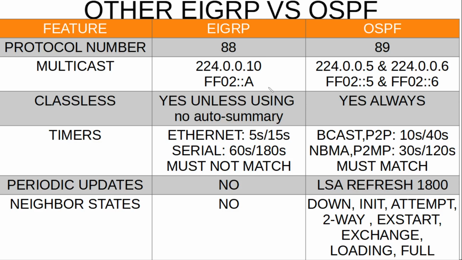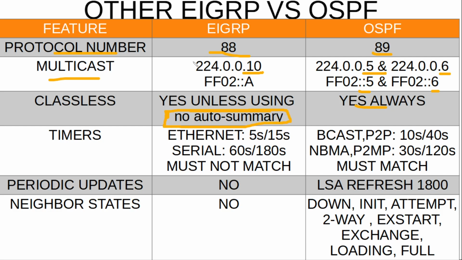However, there are other differences that we didn't go into detail between EIGRP and OSPF. For instance, the protocol number: EIGRP uses 88, OSPF uses 89. The multicast IP address that these protocols use in order to work: EIGRP uses 224.0.0.10 and OSPF uses 224.0.0.5 and 6. Both are classless routing protocols. However, EIGRP can become classful if you use these commands.